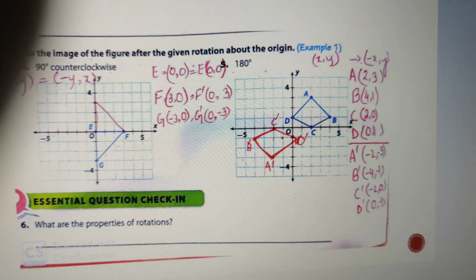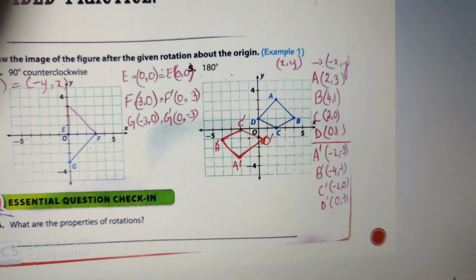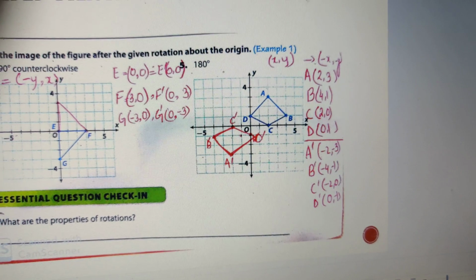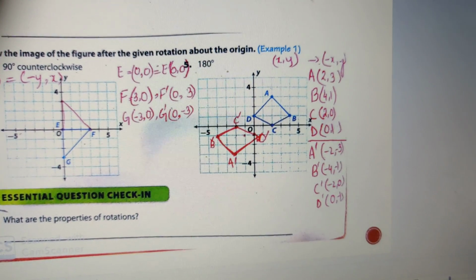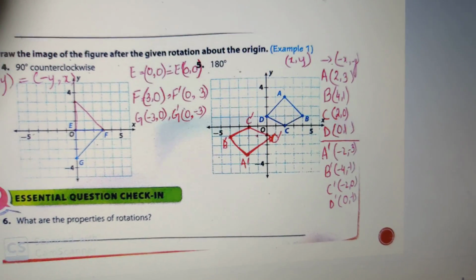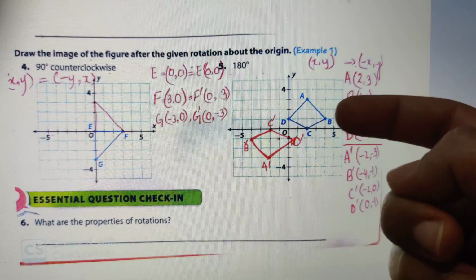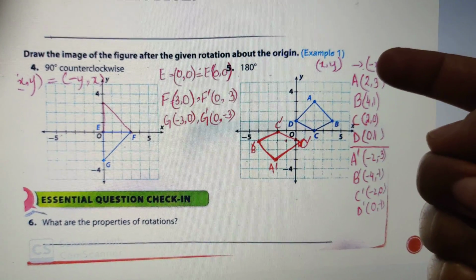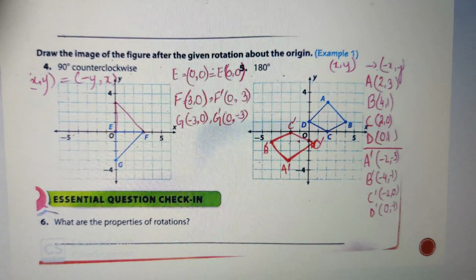The last image for this lesson: 180 degrees. We have to make a 180 degree rotation. The formula for 180 degrees is always the same, whether it is counterclockwise or clockwise: negative x and negative y. Here is the pre-image. Just use this formula and you will get the image here.